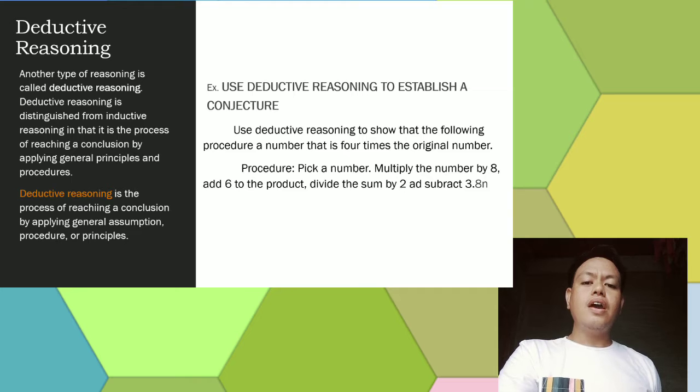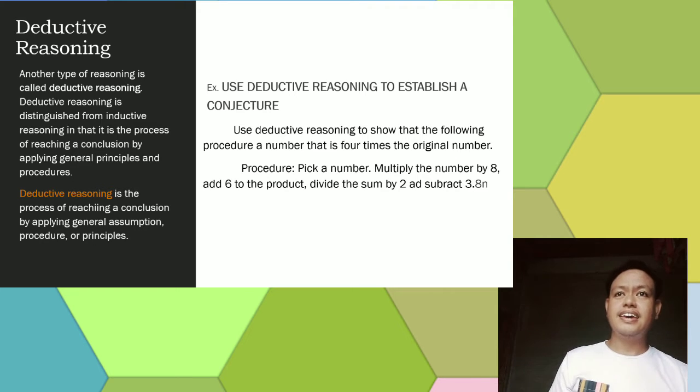Good day everyone. Now I am going to discuss deductive reasoning. Another type of reasoning is called deductive reasoning. Deductive reasoning is distinguished from inductive reasoning in that it is the process of reaching a conclusion by applying general principles and procedures. Deductive reasoning is the process of reaching a conclusion by applying general assumptions, procedures, or principles.